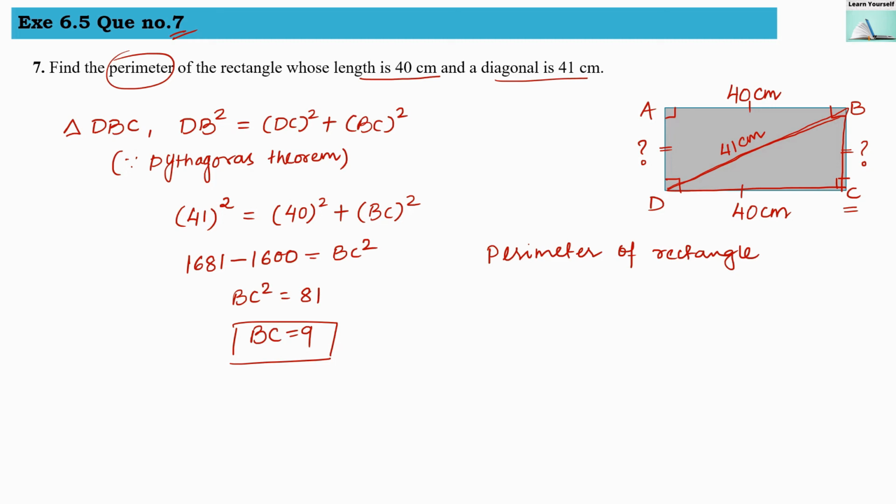So for the perimeter of a rectangle we can simply write 2 into L plus B. Or you can add all the sides like this: 40 plus 40 plus 9 plus 9. So 2 into the bracket 40 plus 9. So we will get 2 into the bracket 49. So 2 multiplied by 49, we will get 98 centimeter. So the perimeter of the rectangle will be 98 centimeter.